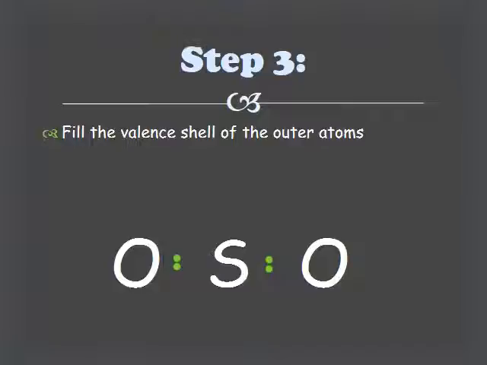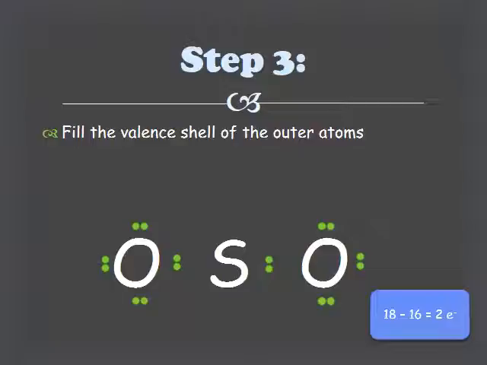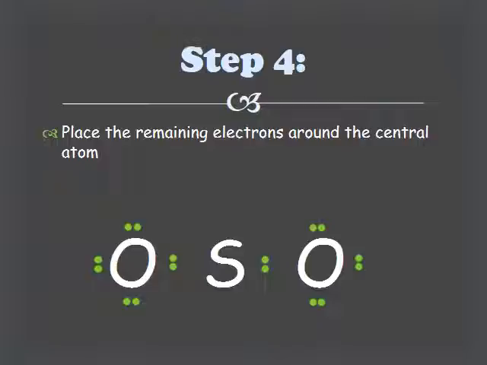The next step, step 3, is to fill the valence shell of the outer atoms. We know that the outer atoms are going to have 6 outer electrons. We've already got 4, so it's going to give 1, 2, 3, 4, 5, 6, 7, 8, 9, 10, 11, 12, 13, 14, 15, 16. However, we need 18 valence electrons, so 18 minus 16 is 2 electrons. We still require 2 more electrons to be placed on the molecule. So you place the remaining electrons around the central atom, 1, 2, because 2 minus 2 equals 0 electrons.